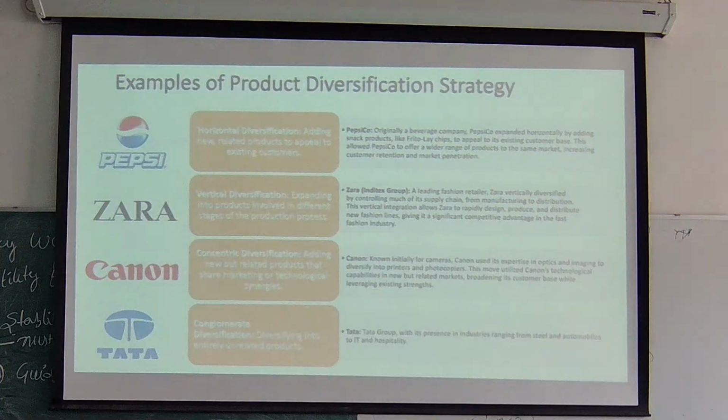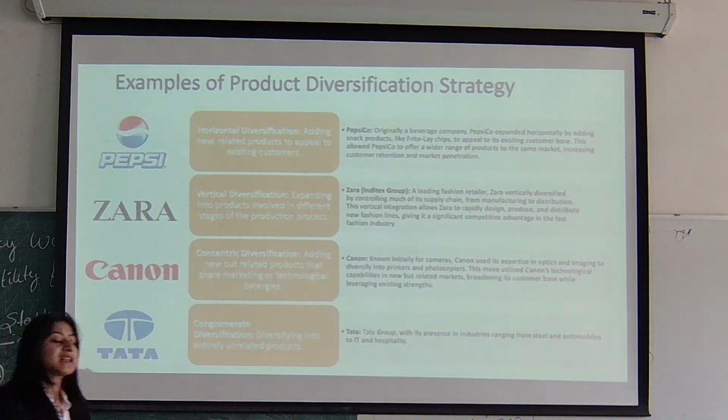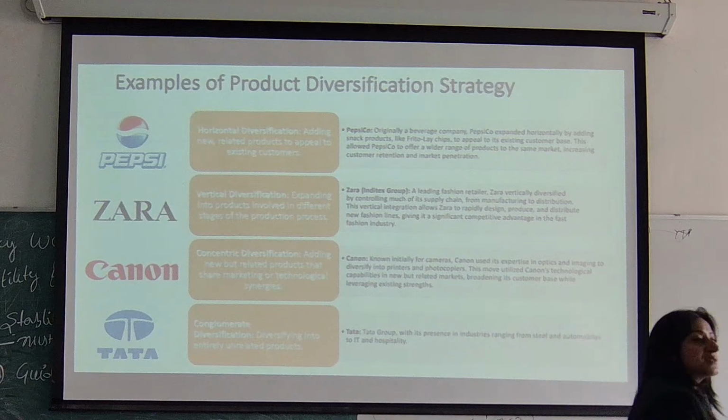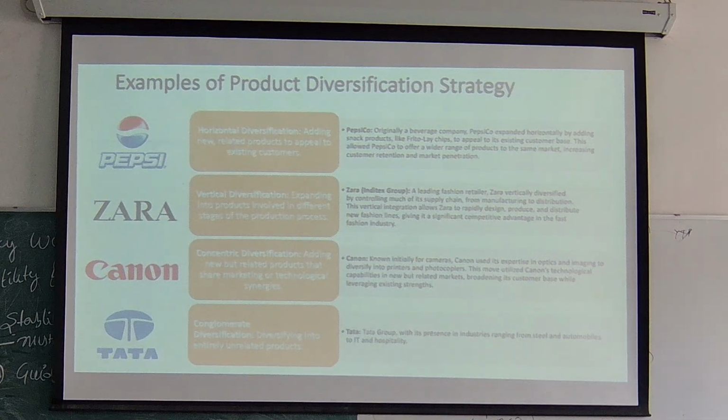So let's just study a few examples. Examples will help us to have a better clarity about what exactly I'm talking about, right? So can someone please read out to me what is the first diversification strategy?